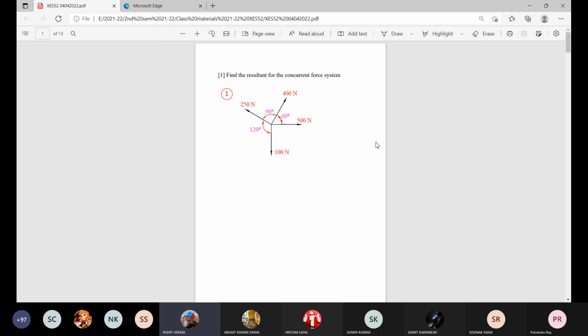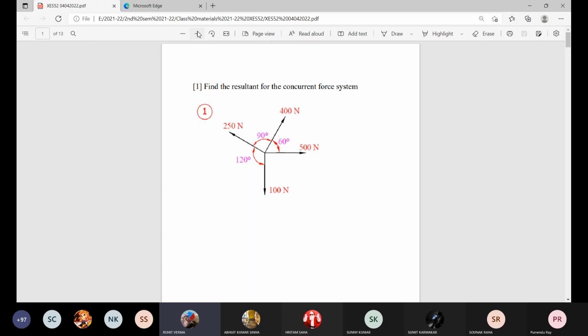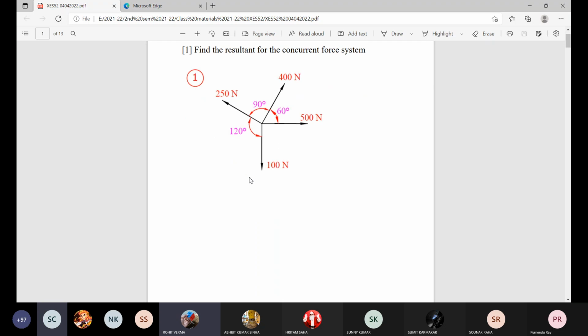We have to take components of each force along the x and y axes. Just like 500 is along the x-axis and 100 is along the y-axis. 400 cos theta will be along the x-axis and 400 sin 60 degree will be along the positive y-axis. On the x-axis, it will be 500 minus 400 cos 60 degree, plus 400 cos 60 degree, minus 250 cos 30 degree.